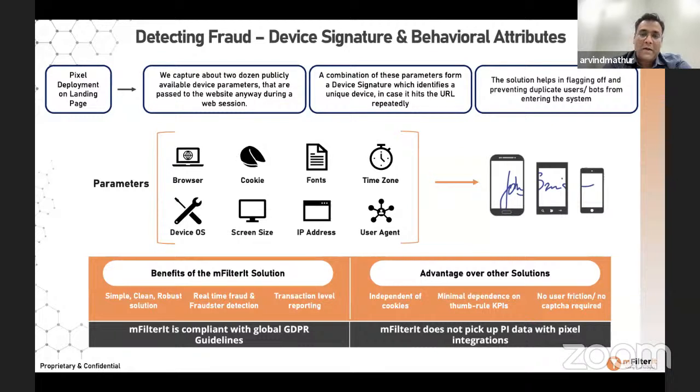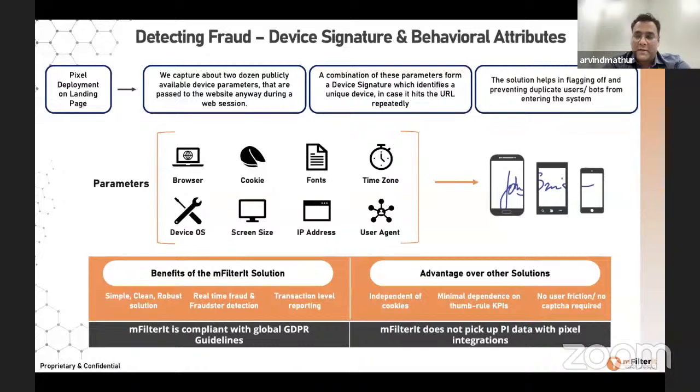At the same time, they are comprehensive enough to understand if the device coming to engage is the same device or not. Just to talk more about that, let's look at the signals we capture. There is browser, cookie, default font, time zone, device OS, screen size, IP address, user agent.